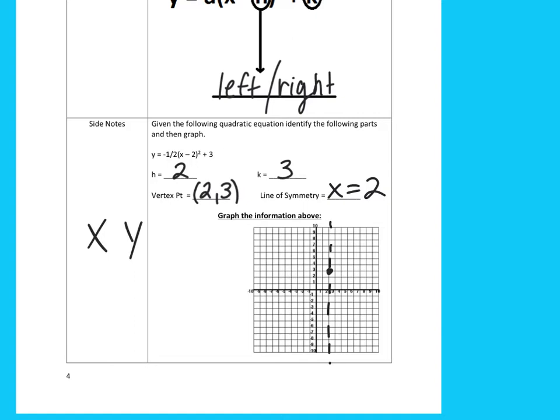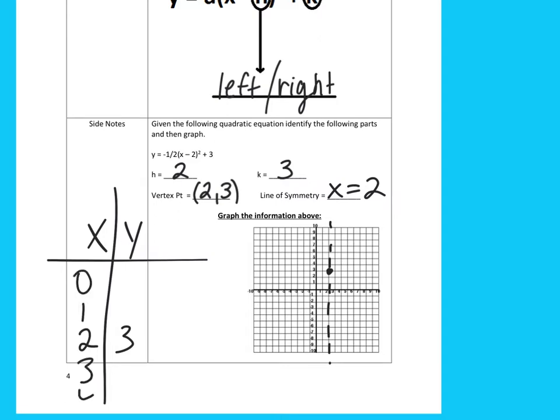Okay, now I make my table, which you're totally okay to do on all of these because it always works, and if it's easy for you, do it. My middle point is 2, 3. 2 points to the left of 2 are 1 and 0. To the right are 3 and 4.